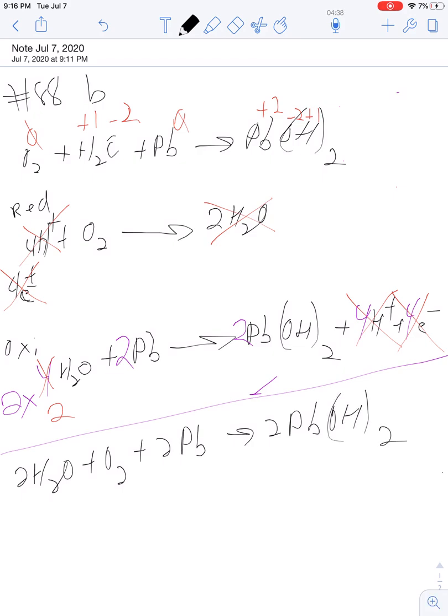Now let's see if we did this right. So if you want to check the oxygens first, that's probably the easiest way. I didn't do that in the last problem, and you saw what that did to me. So I've got 4 oxygens over here, and I've got 4 oxygens over there. So that's great. I've got 2 leads on each side, and I've got 4 hydrogens on each side, so it's balanced. There you go.